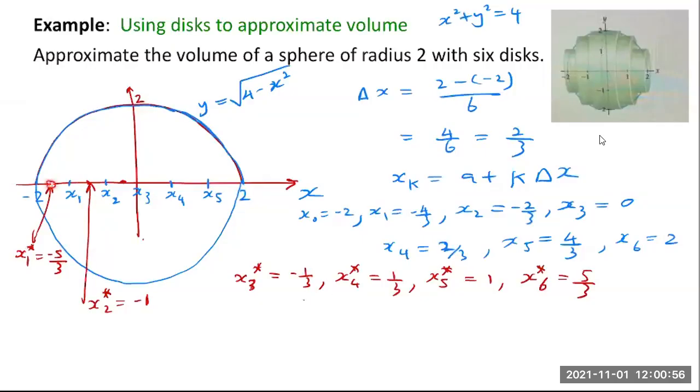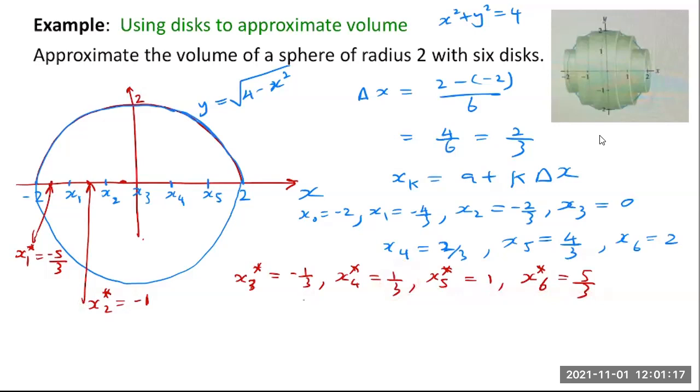Okay, the midpoint of this interval is x1 star, which is equal to minus pi over 3. And then the midpoint of this interval will be x2 star. I'll take that to be x2 star, which is minus 1. Similarly, you can find the midpoint of each interval. I have listed down those midpoints. x3 star is minus 1/3, x4 star is 1/3, and so on and so forth.